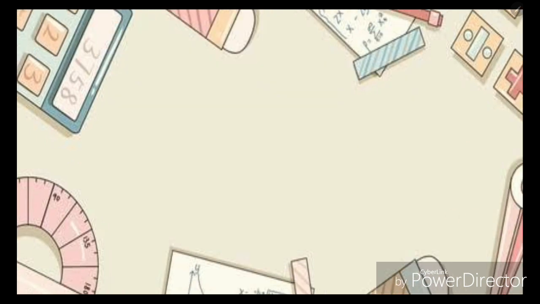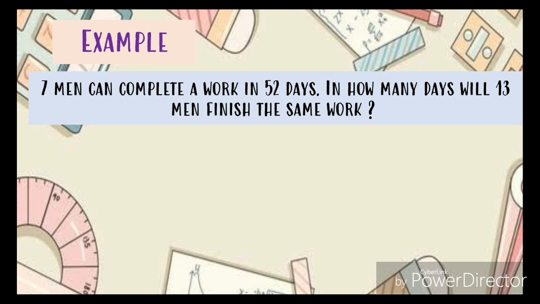Okay, example, 7 men can complete a work in 52 days. In how many days will 13 men finish the same work? So, this is an inverse proportion. Bakit kaya? Kasi di ba kapag dumadami yung tao na gumagawa, mas bibilis yung araw na matatapos yung work. So, kapag dumami daw siya, bababa naman yung number of days. Kaya siya tinawag na inverse proportion. Okay, how are we going to solve this?